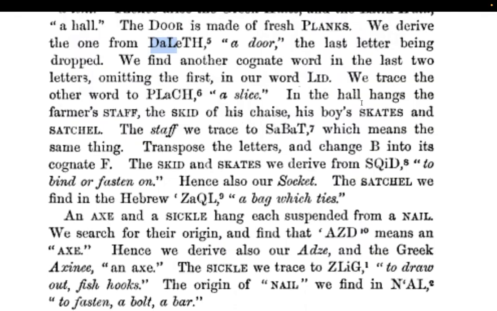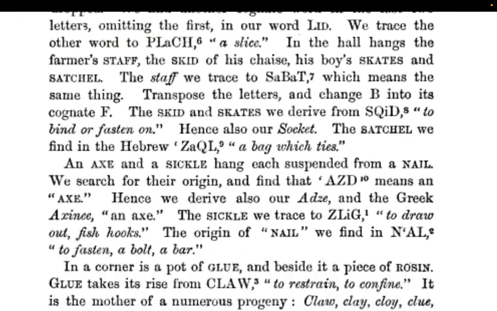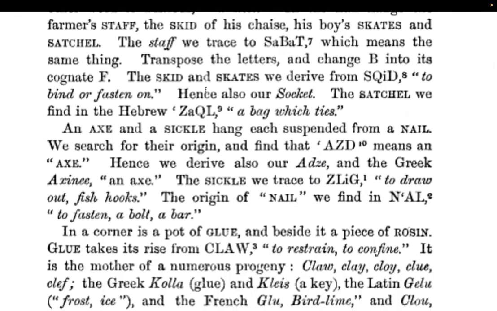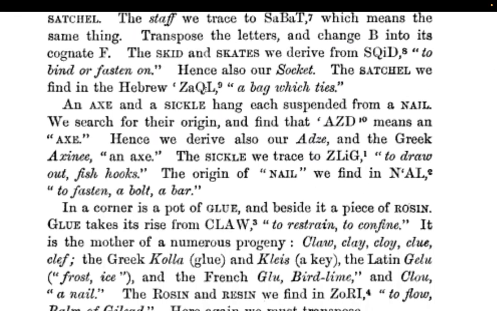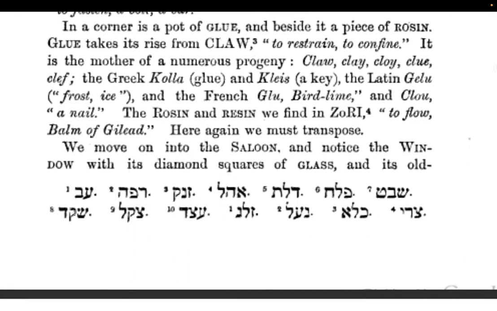Plach. In the hall hangs the farmer's staff, the skid of his chase, his boy's skates, and satchel. The staff we trace to Sabat, which means the same thing. Transpose the letters and change B into its cognate F. The B becoming a P, the P becoming a PH or F. The skid and skates we derive from skid, that'd be sheen, kuf, dalet.